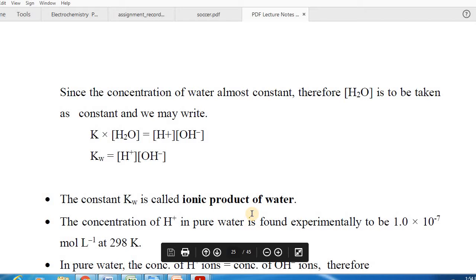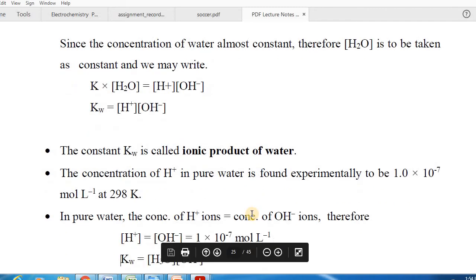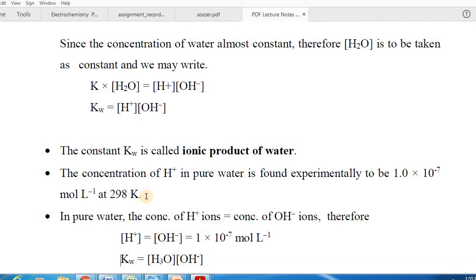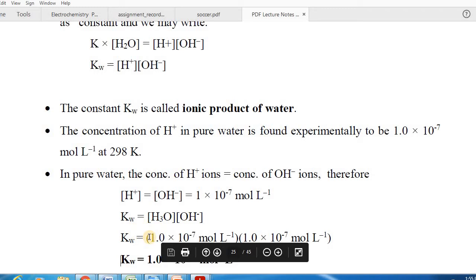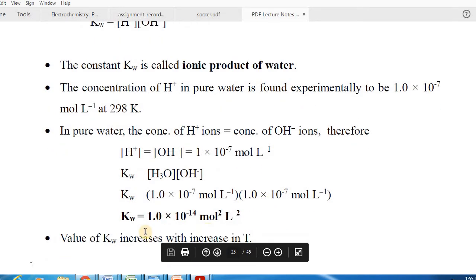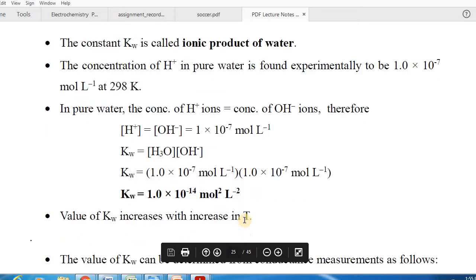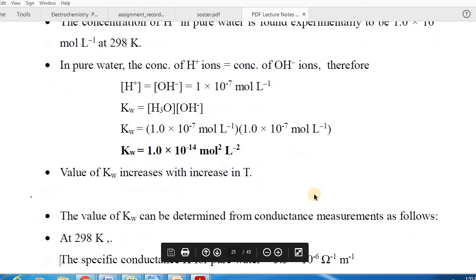Concentration of H plus ion in pure water is experimentally found to be 10 raised to power minus 7 mole per liter at 298 Kelvin, or you can say 25 degrees Celsius. So multiplying the molar concentrations, we will get the ionic product of water. So it comes out to be 10 raised to power minus 14 mole square per liter square. Now how we can find out the value of this Kw by the conductance measurement? The value of Kw from the conductance measurements can be determined as follows. This procedure will be followed.